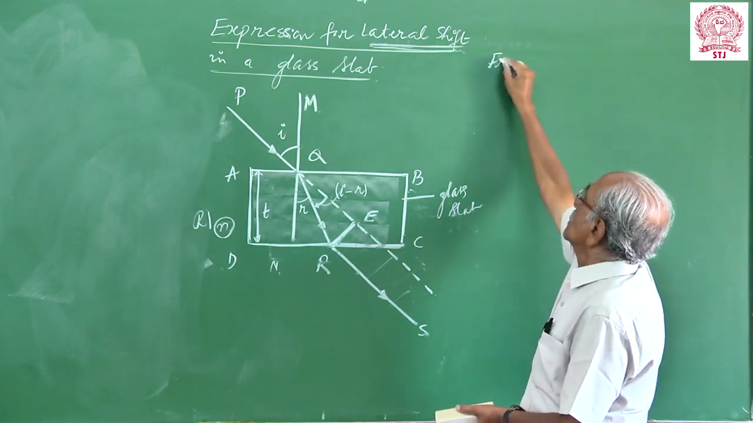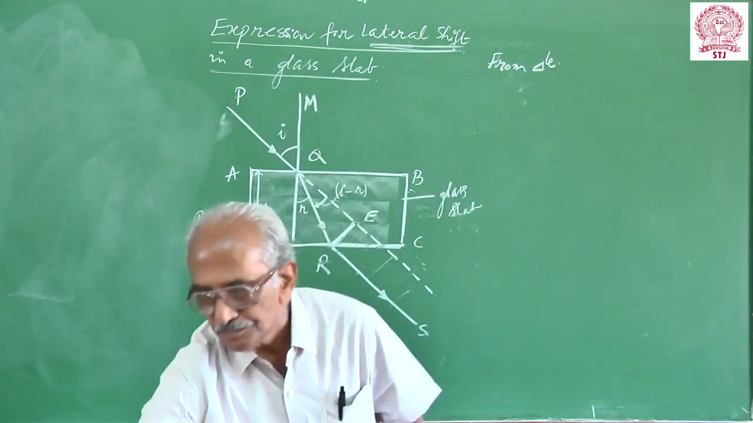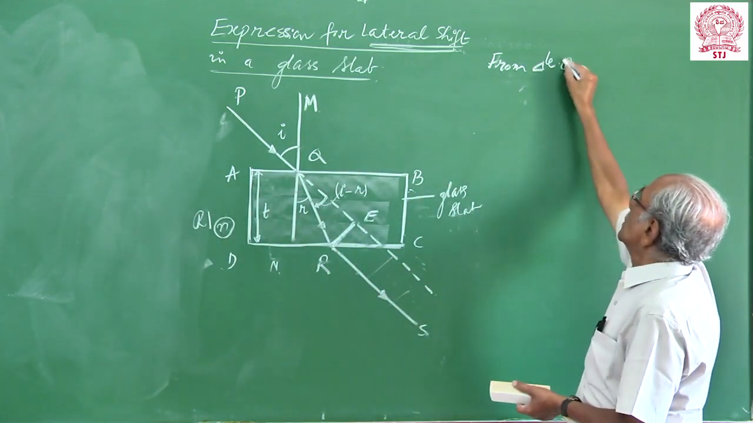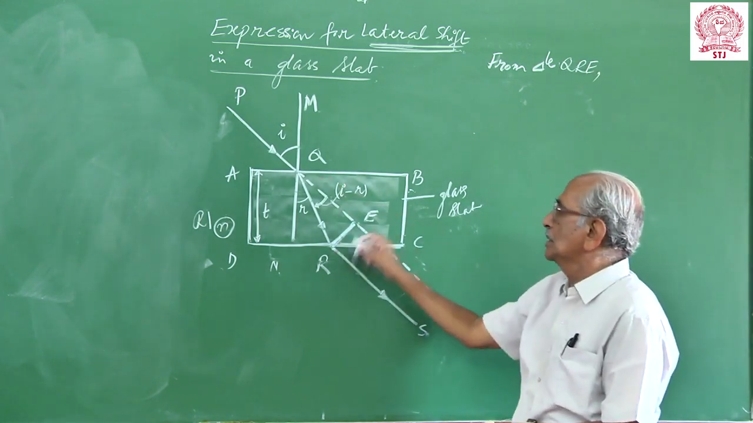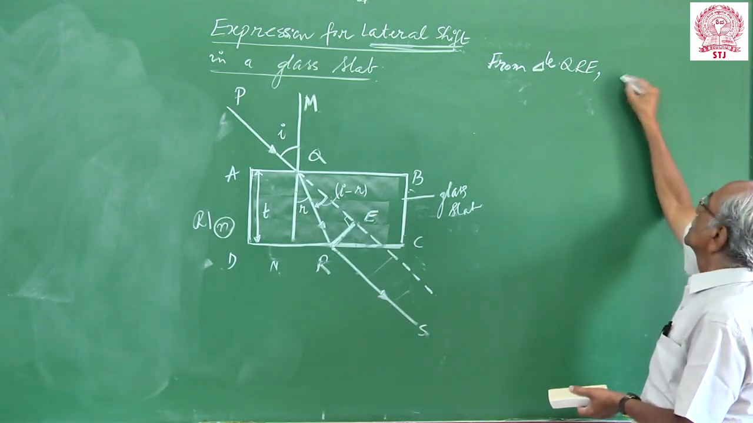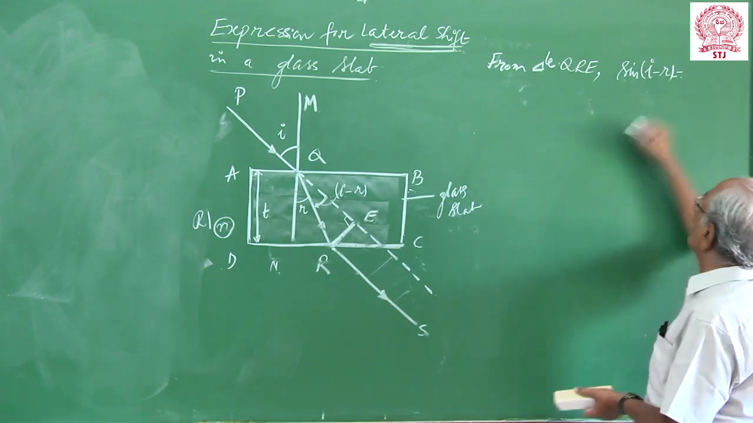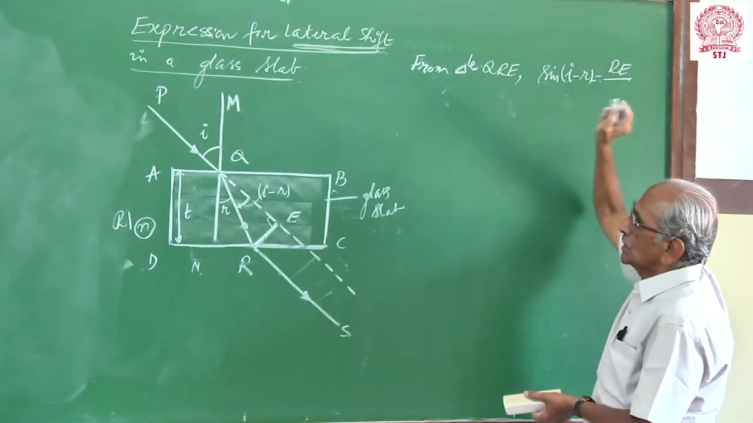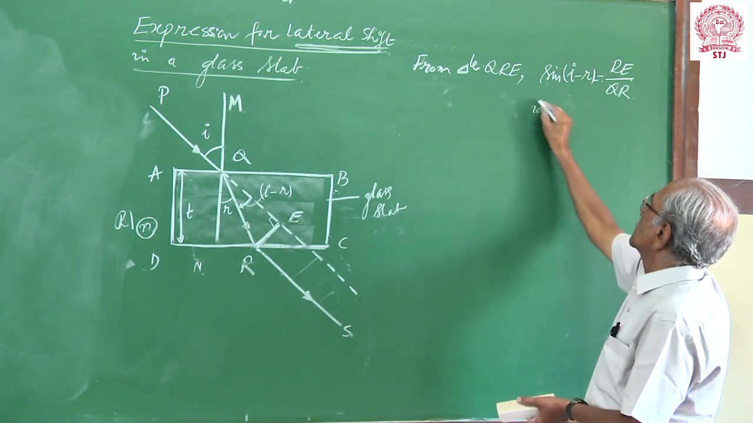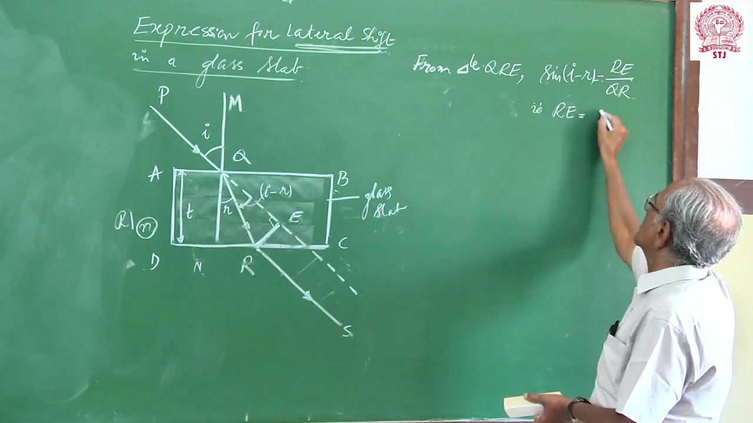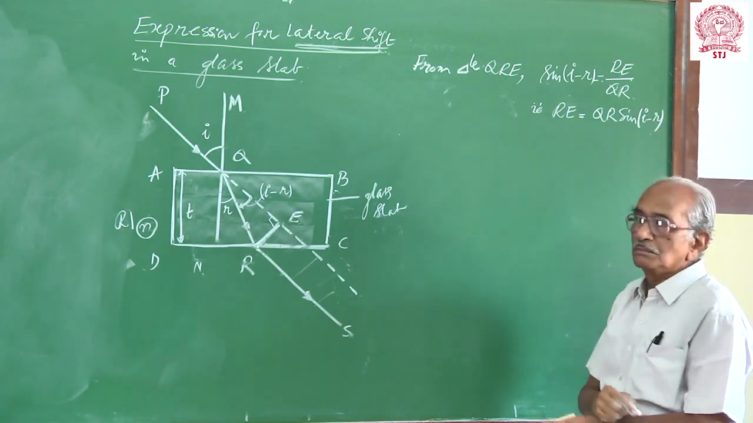Now observe the triangle QRE. See, QRE is a right-angled triangle. I write sine of I minus R is equal to the opposite side RE over the hypotenuse QR. That is, RE, the lateral shift, is QR times sine of I minus R. Call this equation 1.